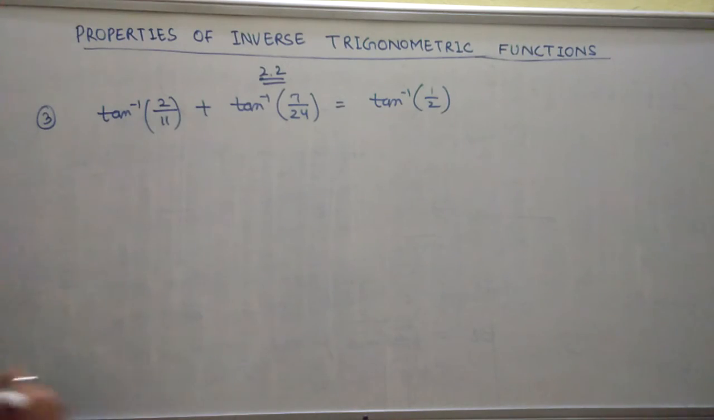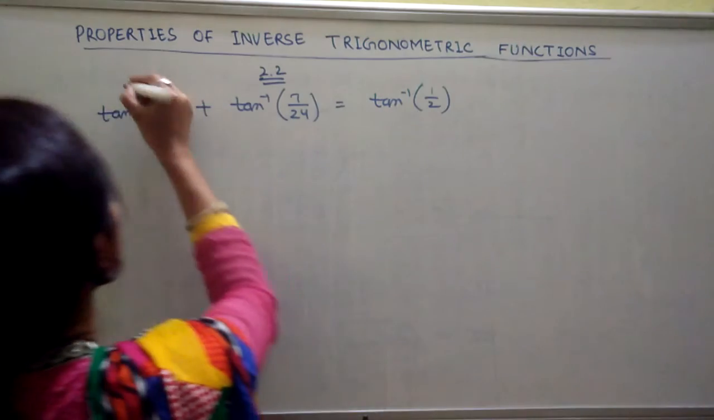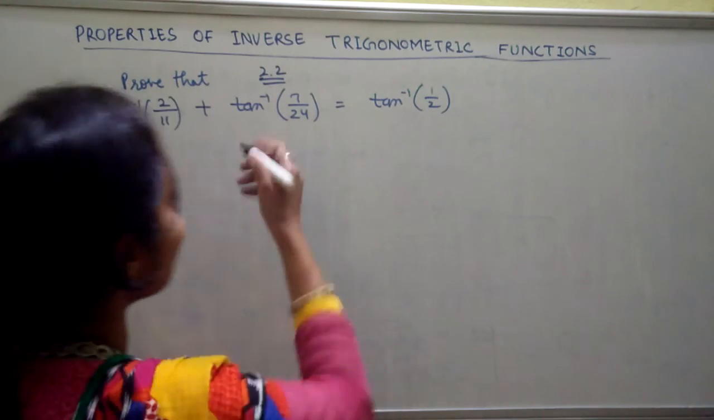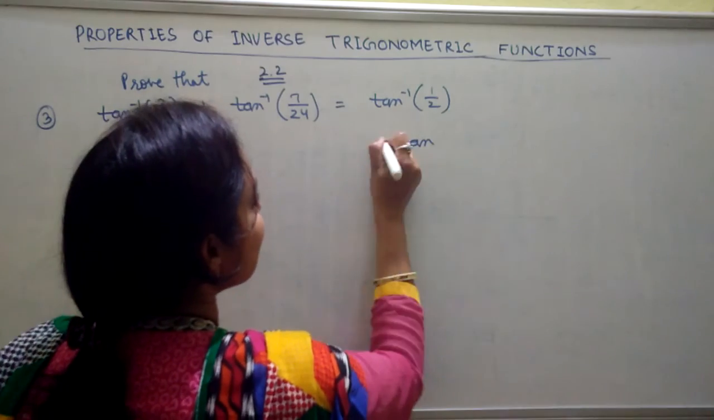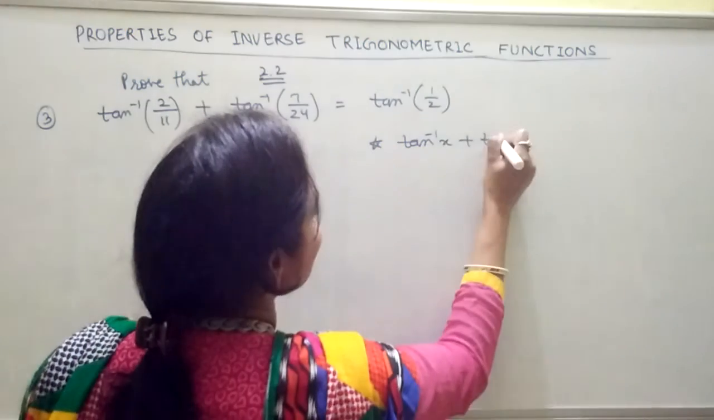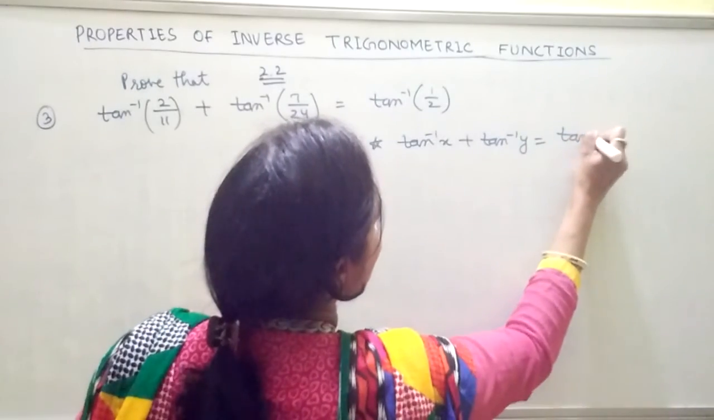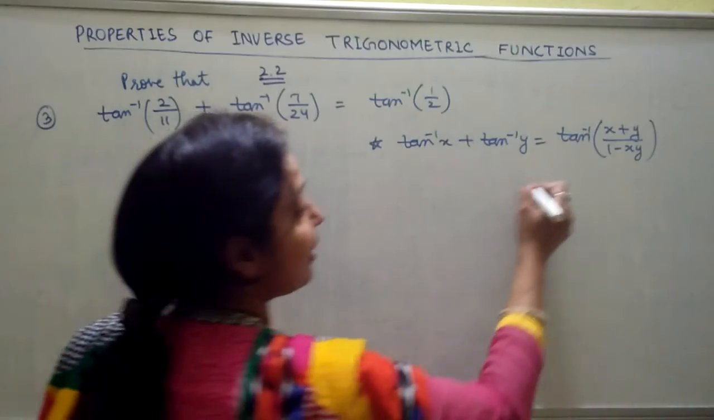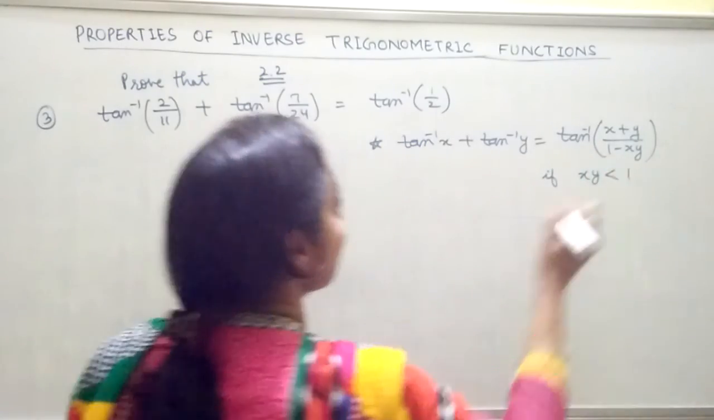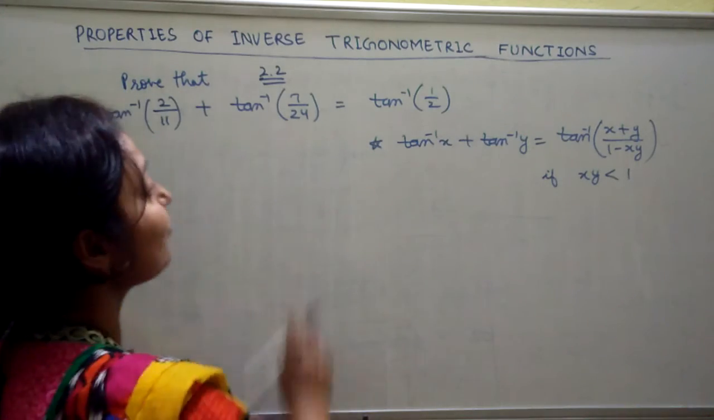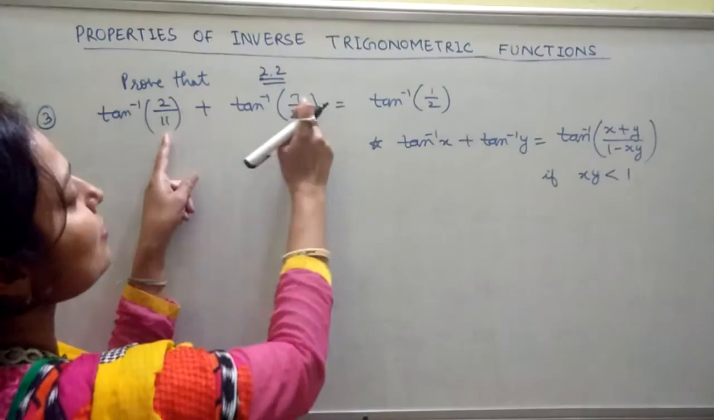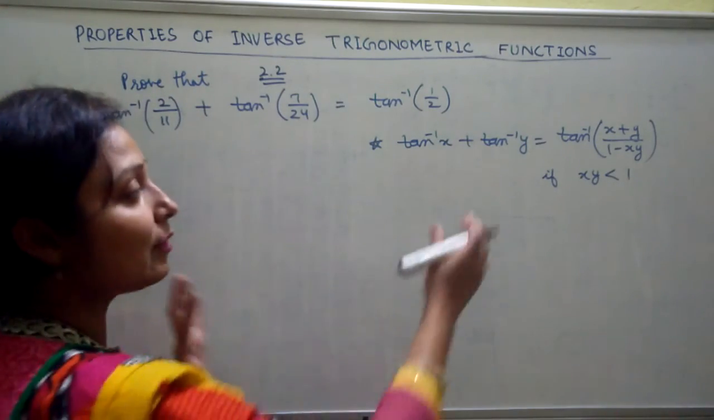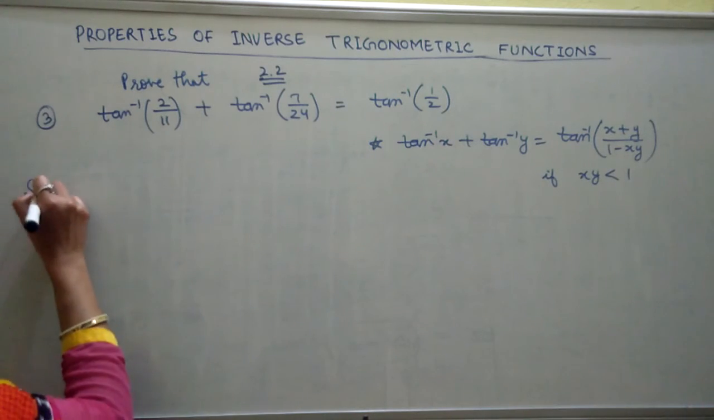You have to prove that. How can you prove? We have one formula of tan inverse: tan inverse x plus tan inverse y is equal to tan inverse of x plus y upon 1 minus xy, if the condition xy less than 1 holds. So we have to check the multiplication. Yes, 7 twos are 14 and the denominator is the greater number, therefore it is less than 1, 0 point something. So I will apply this formula.